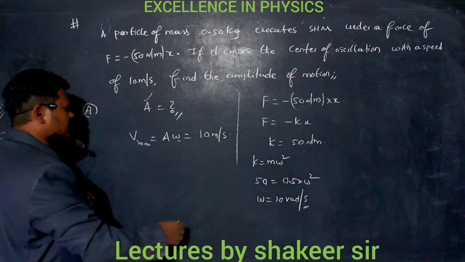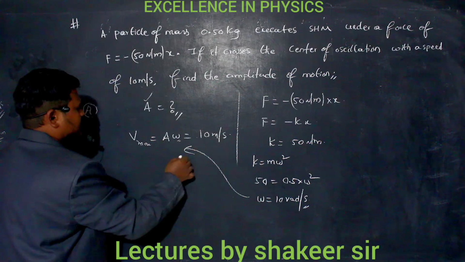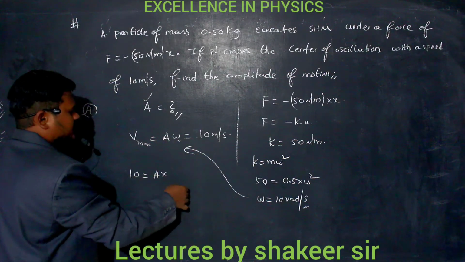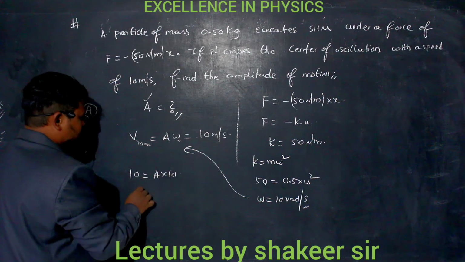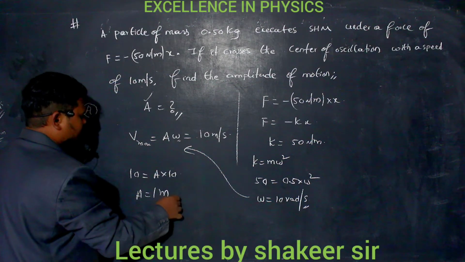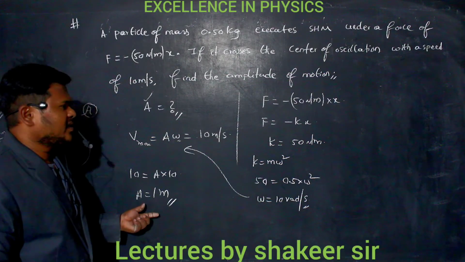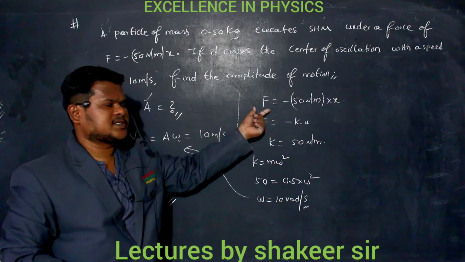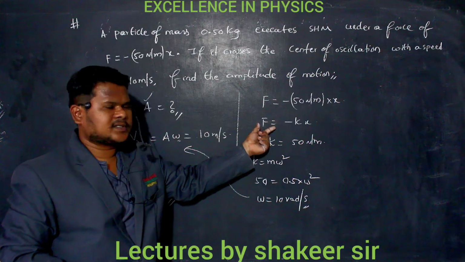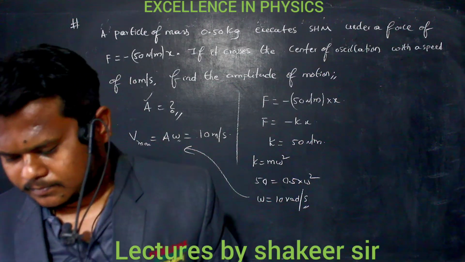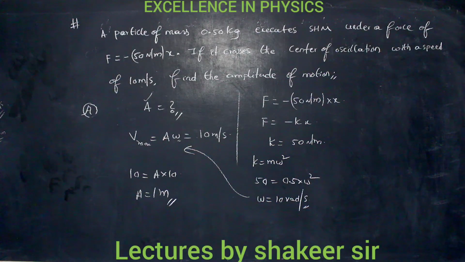Now take this ω value and substitute here. So the maximum velocity, 10 = Aω. The ω value is 10, so A = 1 meter. Therefore, the amplitude of the particle in SHM is 1 meter. We are just comparing the given force equation with the restoring force equation -kx. Clear?